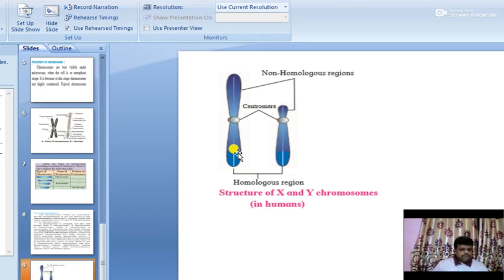Both X and Y chromosomes have a smaller homologous region, showing similar genes, while the non-homologous regions of these two chromosomes have dissimilar genes. And the most important thing is that crossing over takes place only in the homologous region. Crossing over, that is exchange of genetic material, is essential for recombination, and that crossing over takes place between the homologous regions only, the homologous regions of the X and the Y chromosomes.